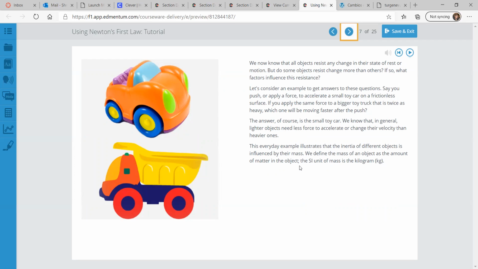The smaller one, right? We know that in general, lighter objects need less force to accelerate or change their velocity than heavier ones. Imagine pushing a toy car versus a real car. That makes sense. This everyday example illustrates that the inertia of different objects is influenced by their mass. We define the mass of an object as the amount of matter in the object. And the SI unit of mass is the kilogram, kg.